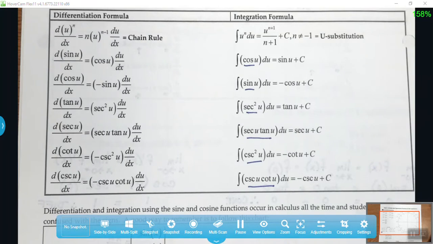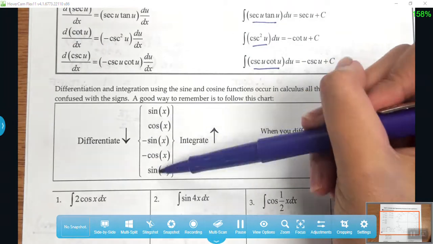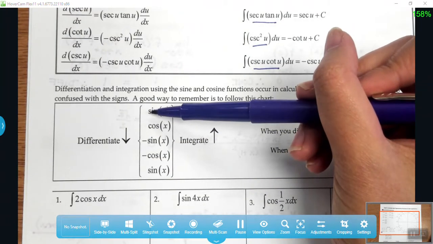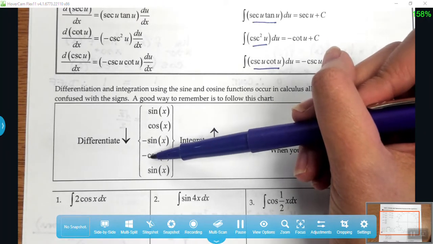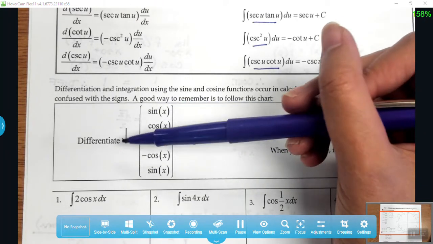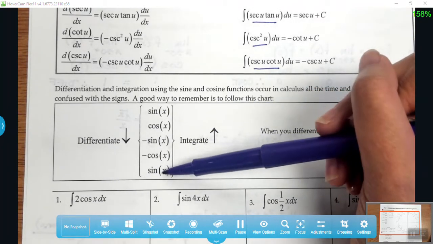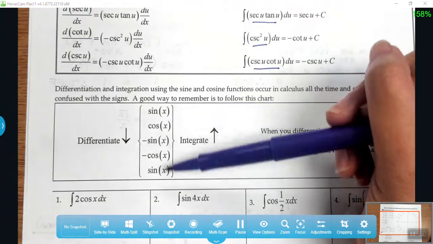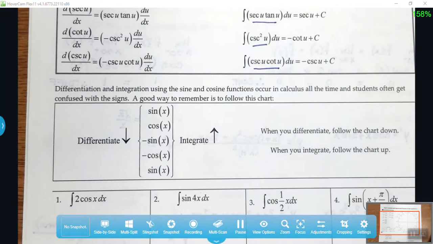So if you have problems remembering that, then a trick is to write these things in order on your test, or maybe just s's and c's: s, c, negative s, negative c, s. So that if you want to take the derivative, it's just the next one down, and if you want to integrate, it's the next one up. So it helps you keep the pluses and minuses correct.